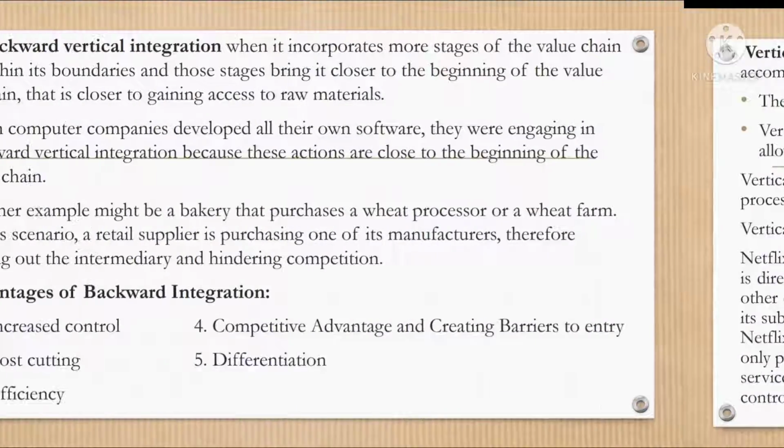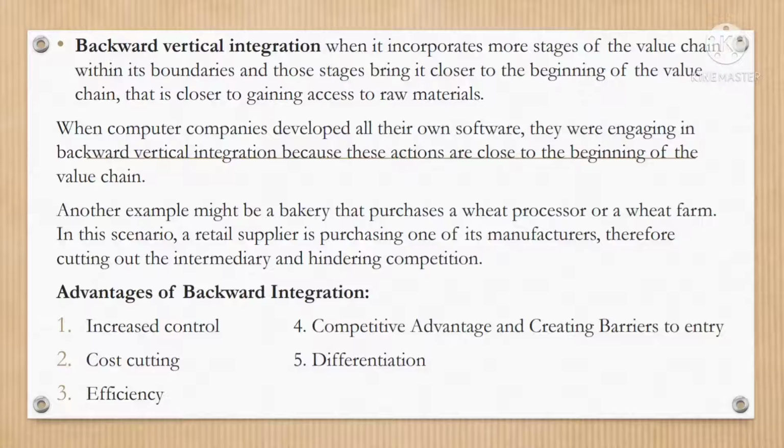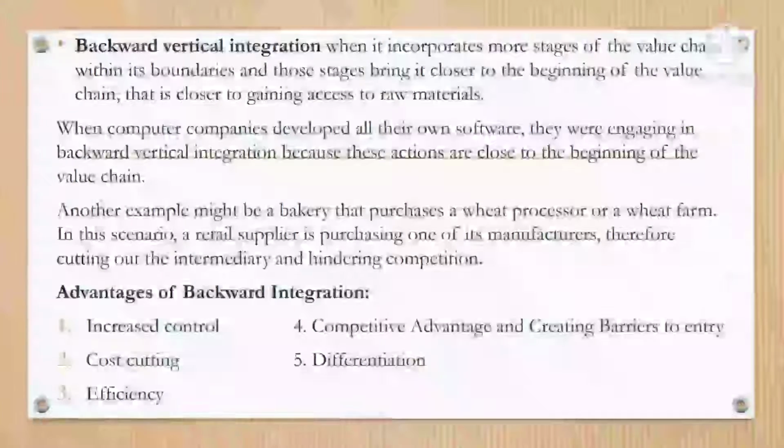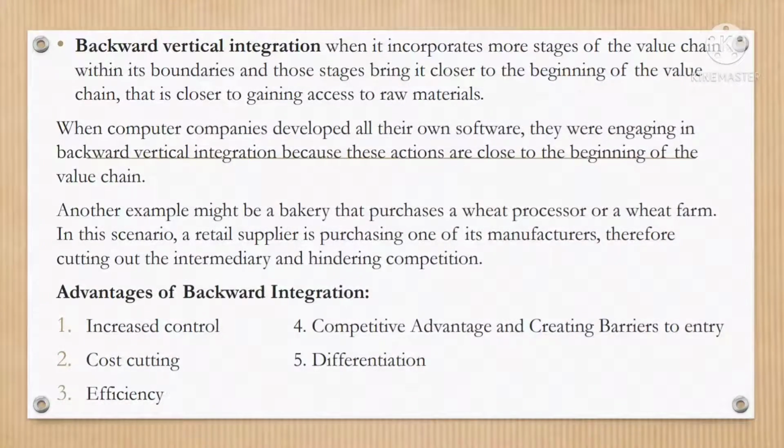Backward vertical integration is when a firm incorporates more stages of the value chain within its boundaries and those stages bring it closer to the beginning of the value chain, that is, closer to gaining access to raw materials. Example, when computer companies develop all their own software, they were engaging in backward vertical integration because these actions are close to the beginning of the value chain. Another example might be a bakery that purchases a wheat processor or a wheat farm.